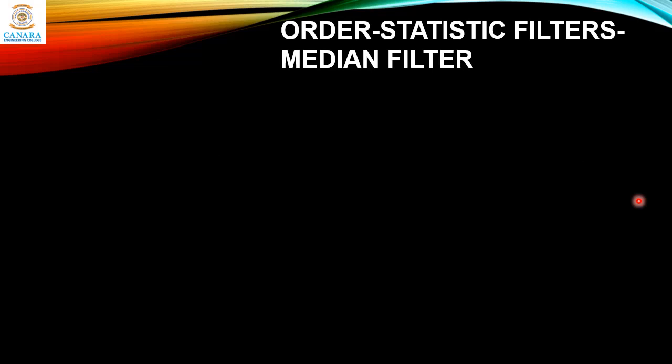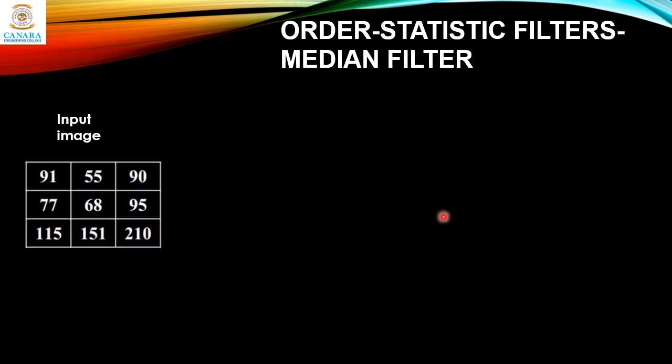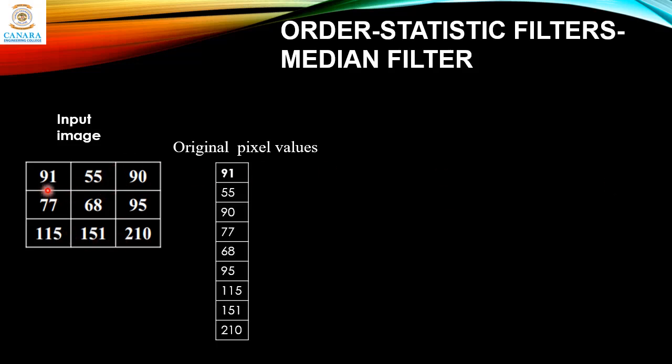So let's see one example for the median filter. We have an input image with a 3 cross 3 pixel arrangement like this. Now let us concentrate on the center pixel 68 and filter this value. For this we'll consider a 3 cross 3 mask, so we'll consider the pixel values in the 8 neighborhood like this. The pixels are 91, 55, 90, 77, 68, 95, 115, 151, 210.